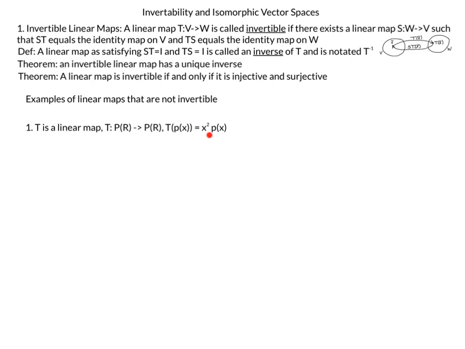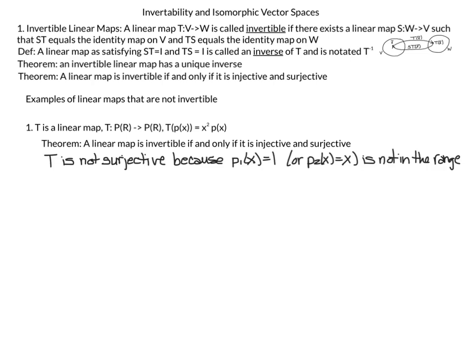Well, certainly if you're multiplying polynomials by x squared, that means T will map to the space of polynomials that are of degree 2 or more. So in other words, T is not surjective because p1(x), let's just take it equal to 1, or we could take p2(x), which is equal to x, is not in the range, and therefore by our theorem, it's not surjective and therefore not invertible.